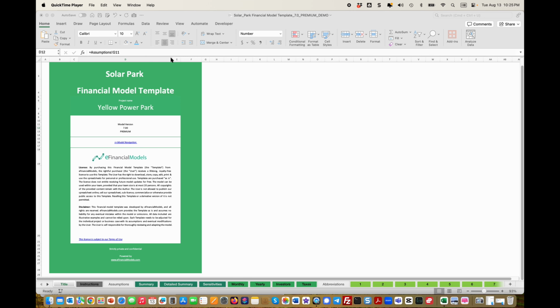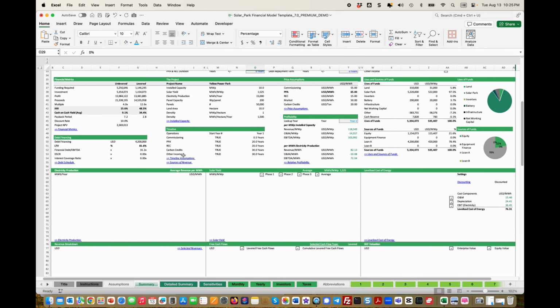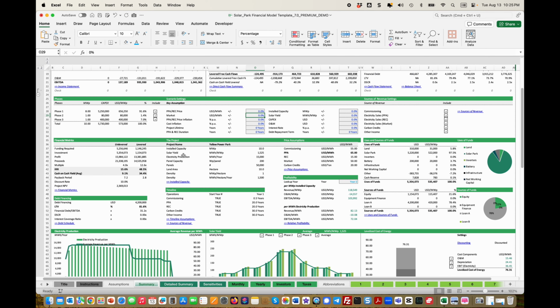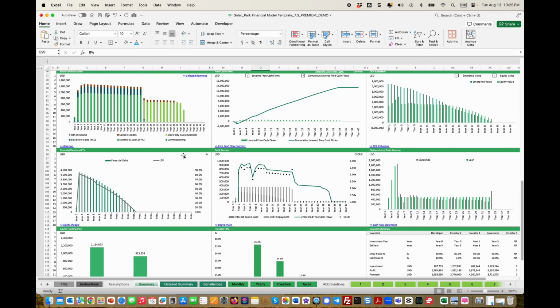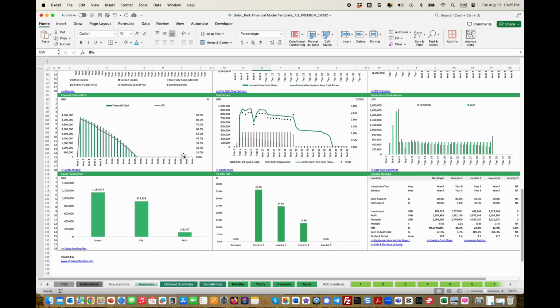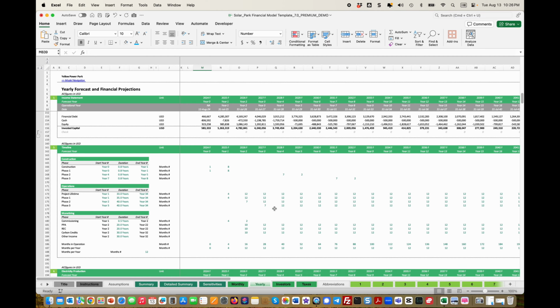What I'm presenting here is an Excel spreadsheet template, and I'm including the link to the template in the description to this video below. The purpose of this template is to model the financial prospects of a solar park project, a utility scale solar park. We want to understand if it's a good idea to build this park by analyzing its financial feasibility.